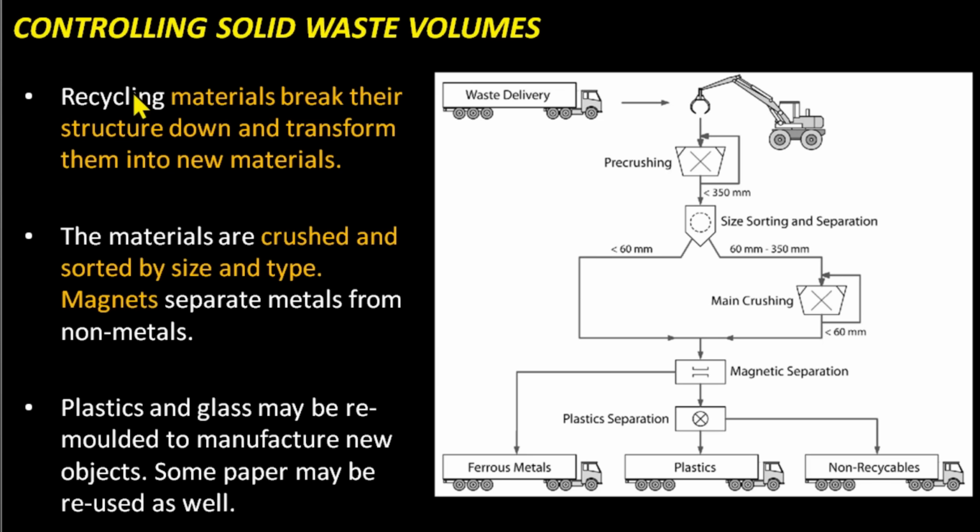Recycling materials means that you break their structure down and transform them into new materials. For example, with glass, that glass would be crushed or melted and then remolded into new glass products. The materials are crushed and then sorted by size and type. Magnets are going to separate any metals from non-metals. Plastics and glass, as I said, may be remolded to manufacture new products, and some paper may be pulped and repulped and reused as well.